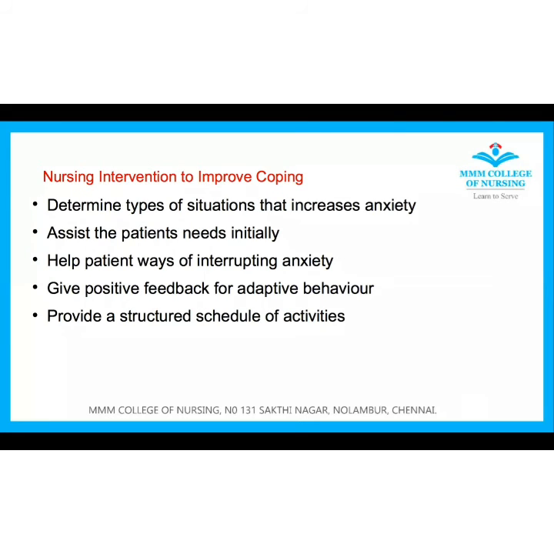Now let us see nursing intervention to improve coping. Work with the patient to determine the types of situations that increase anxiety. Initially, meet the patient's dependency needs. Encourage the patient to be independent and give positive reinforcement for independent behavior at a later stage. Help the patient learn ways of interrupting anxiety situations through techniques such as thought stopping, relaxation, role modeling, assertive training, etc.